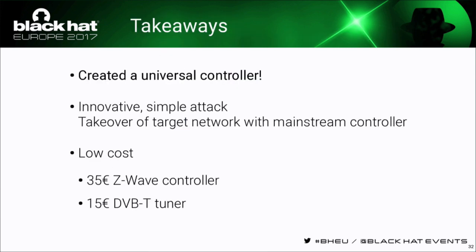So to sum up, we are able to create a universal controller. So if we add all 232 nodes, we would be able to take over really any network. It's an innovative and simple attack because it only makes use of known and simple hardware. A DVBT tuner used to watch TV, but with a simple script to transform it into an SDR. It's relatively low cost because a Z-Wave controller only costs about 30-35 euros, a DVBT tuner 15. So if you add a computer to run it, which could be a Raspberry Pi, you have a complete attack for under 100 euros.